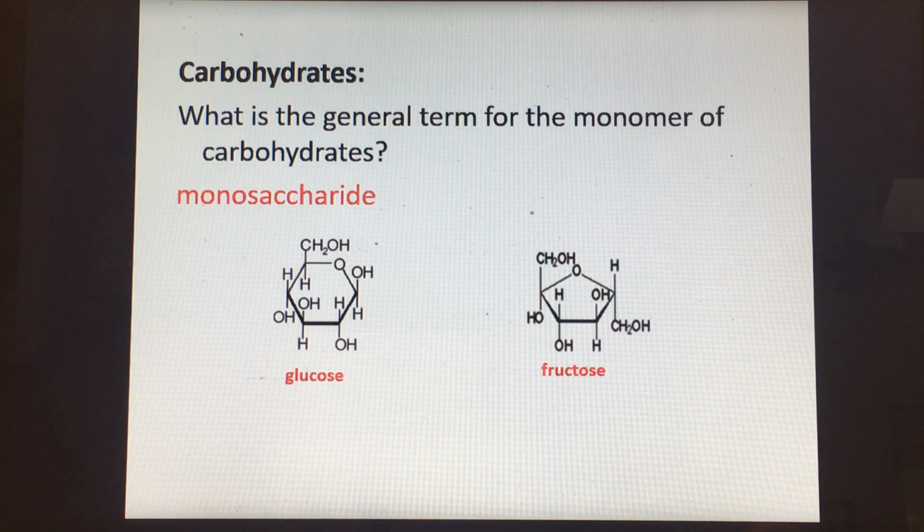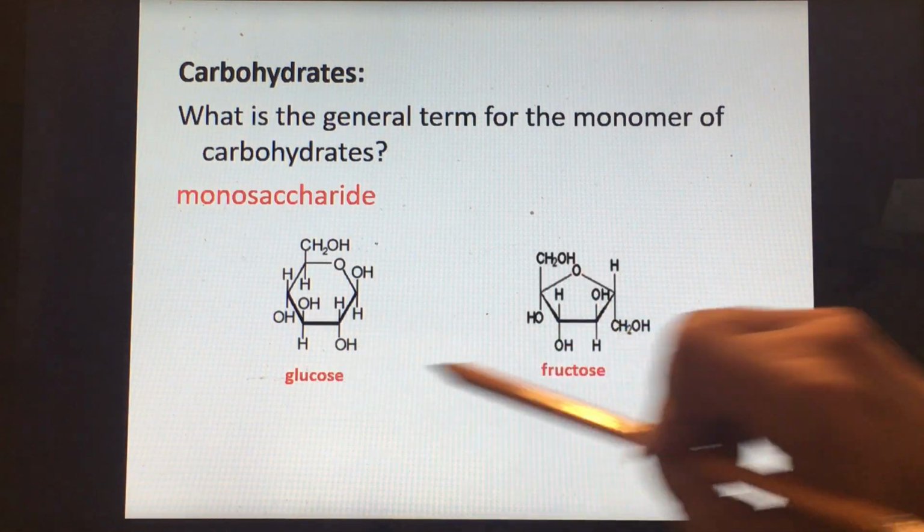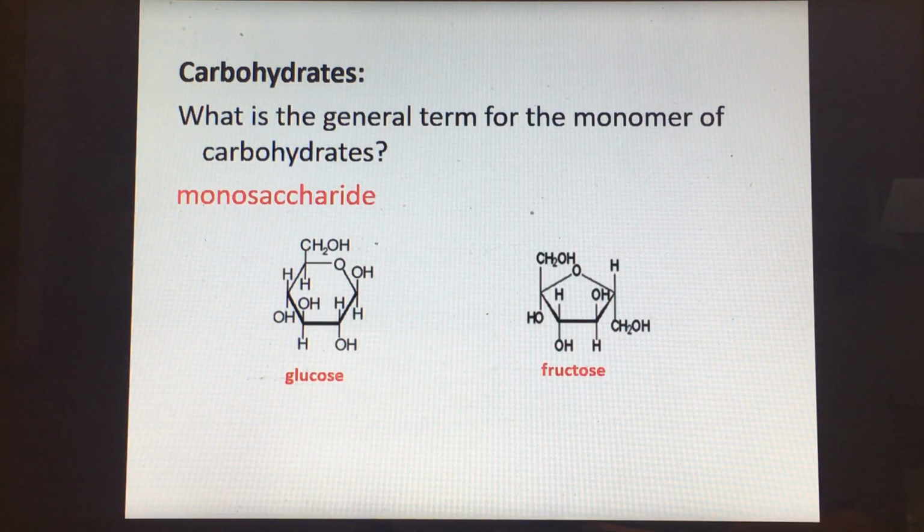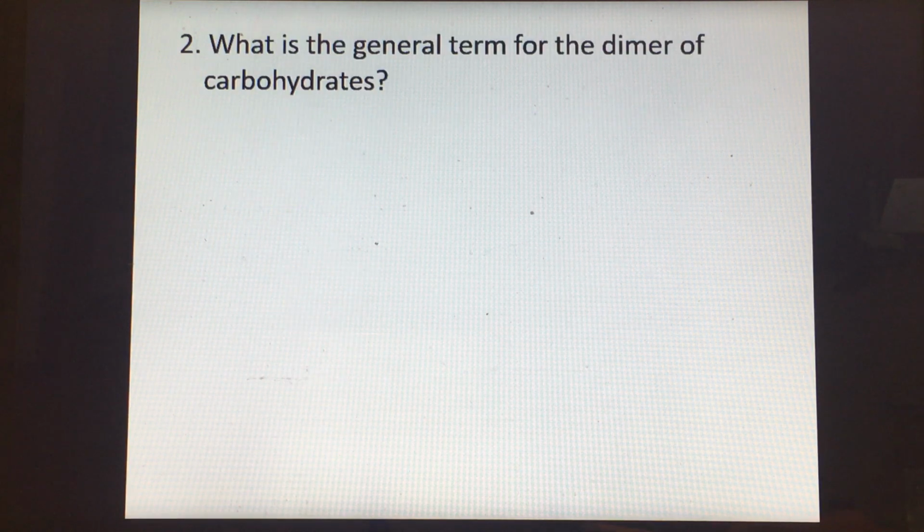They're also monomers. A monomer is just a general term for any building block or single unit of something. So monomer is very general. Monosaccharide is a little bit more specific because it tells you we're talking about carbohydrates. And then glucose and fructose are very specific. Any organic chemist knows exactly what they are based on their name and could draw them probably from memory.